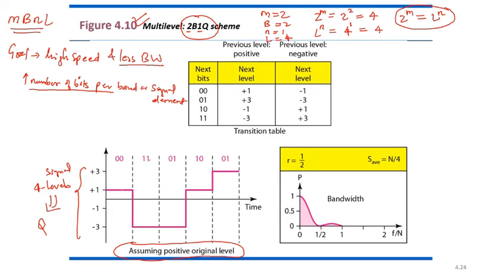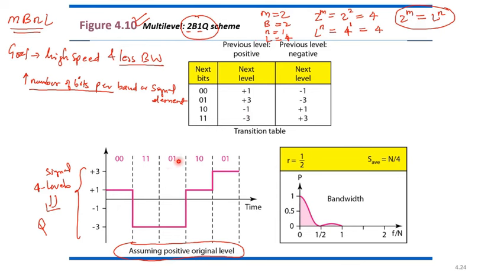Then comes 11. 11 can be represented by either -3 or +3. Which one to use will be decided based on the previous level. Here the previous level was positive, so we need to represent 11 as -3. That's why 11 will be represented by -3, because the previous level was positive.